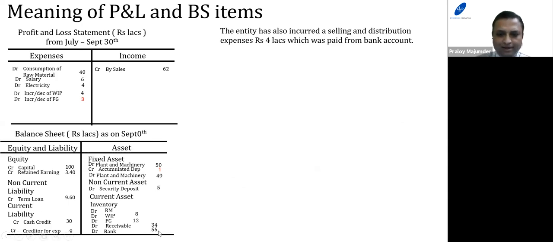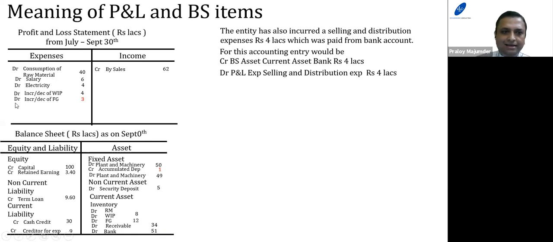So here 4 would be debited. So that is the 4 negative. 4 negative will come. So 51. Now second entry would be here, that is debit P&L expenses, selling and distribution, that is 4.